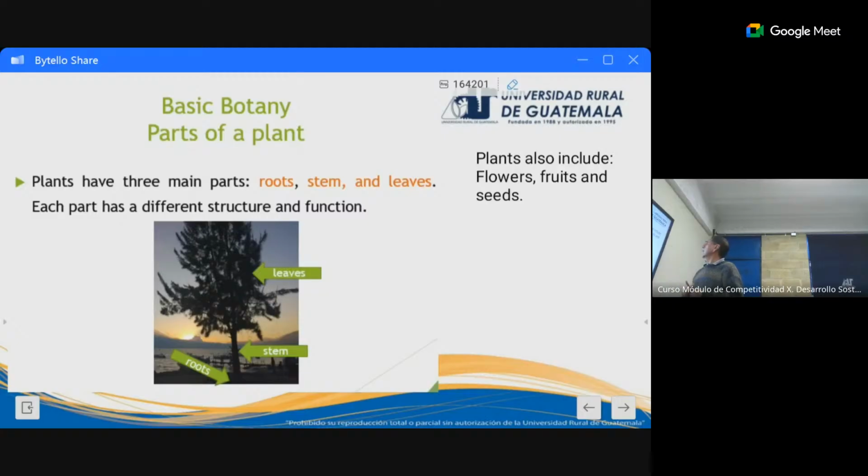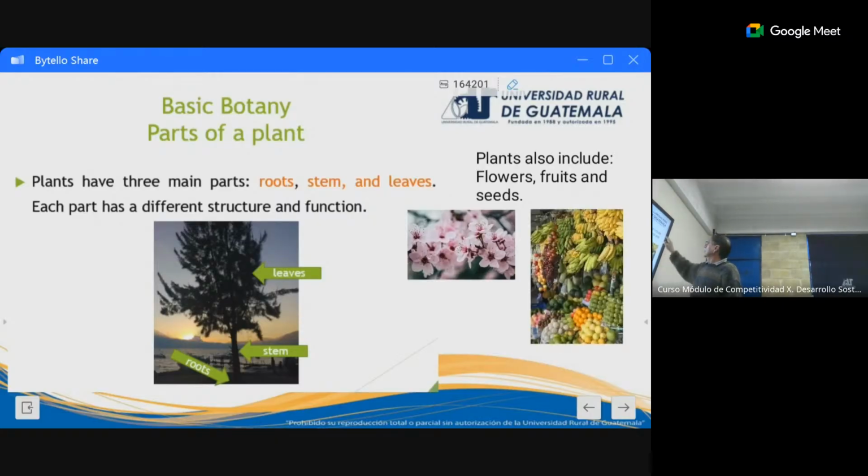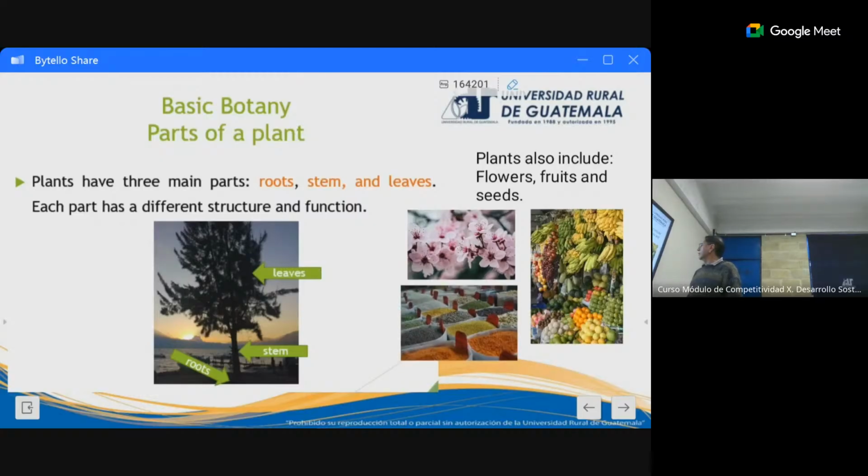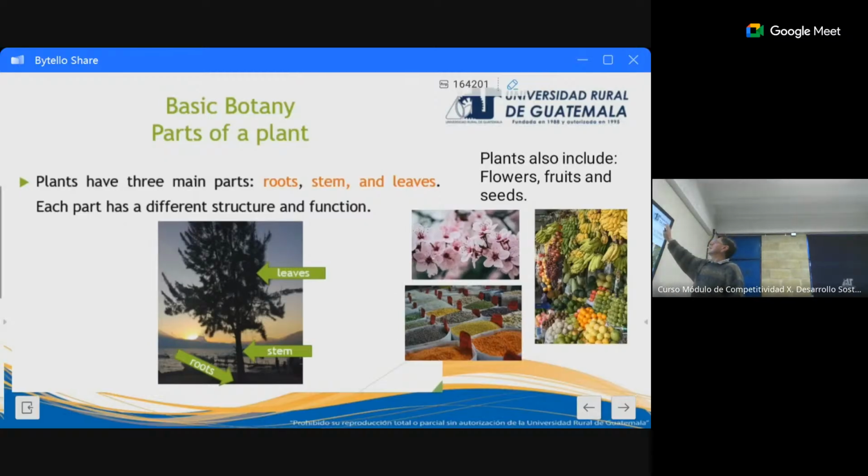Plants also include flowers, fruits, and seeds. Okay, flowers, fruits, or seeds. So these are additional components of a plant. So let's go ahead.